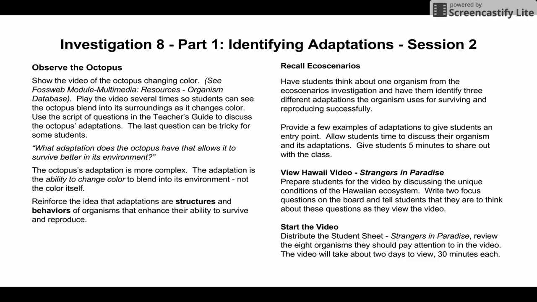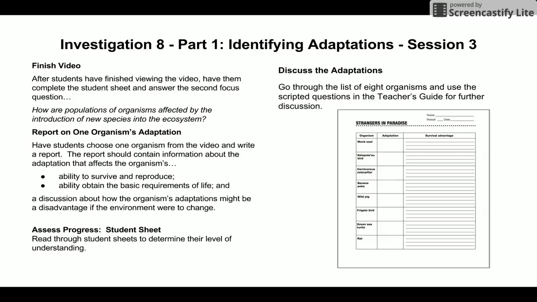Distribute the student sheet and review the 8 organisms, telling students that they should pay particular attention to these organisms in the video. The video should take about 2 days to view, 30 minutes for each section. After students have finished viewing the video, have them complete the student sheet and answer the second focus question.